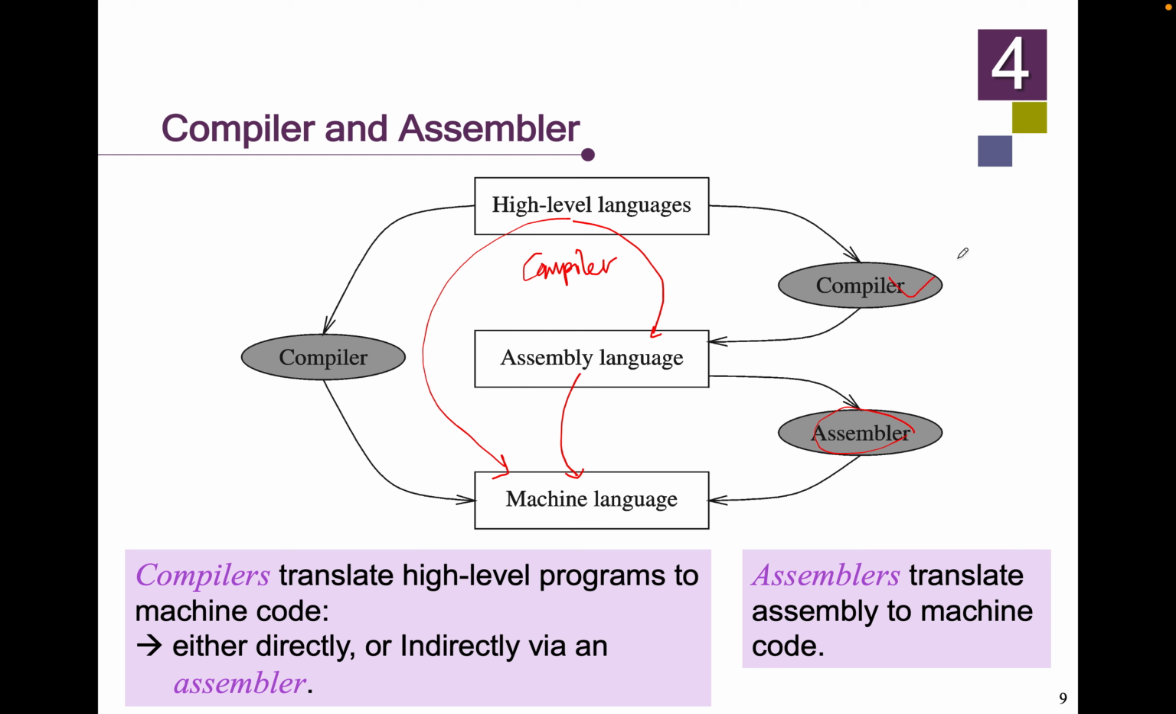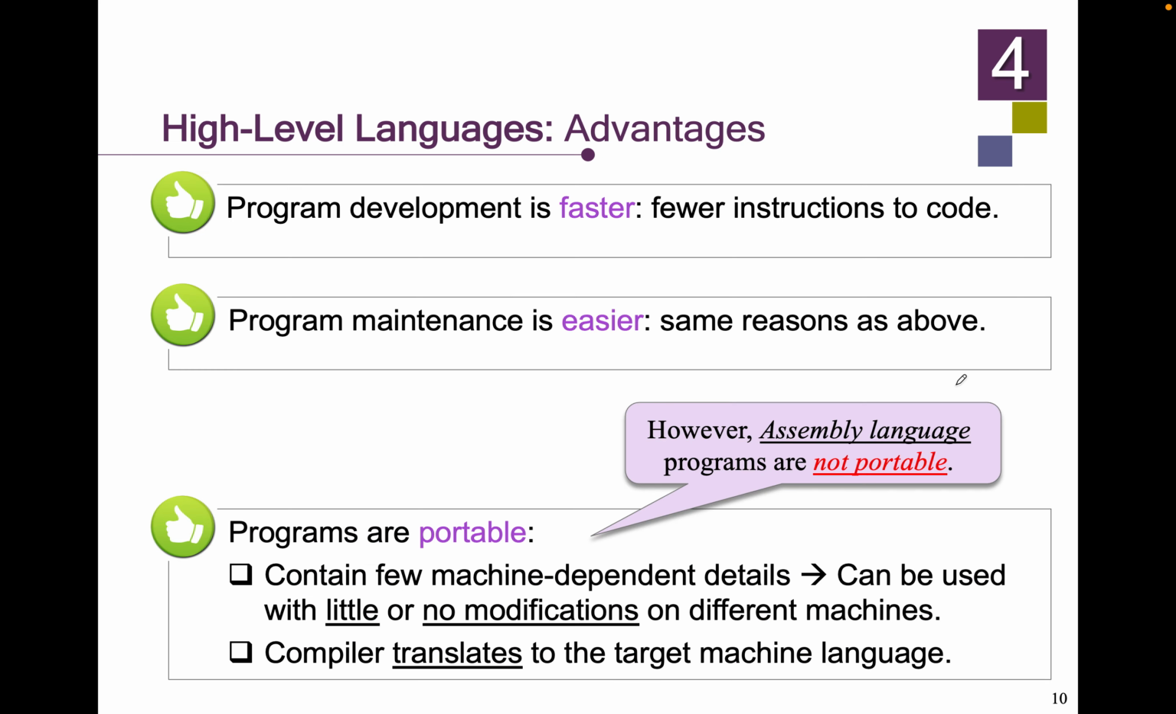Okay, what is a compiler? What is an assembler? A compiler translates a higher level program to machine code, either directly or indirectly via assembly language, so you can have partial and also full. While an assembler translates assembly to the machine's language. Okay, so you know already what a compiler is and what an assembler is.